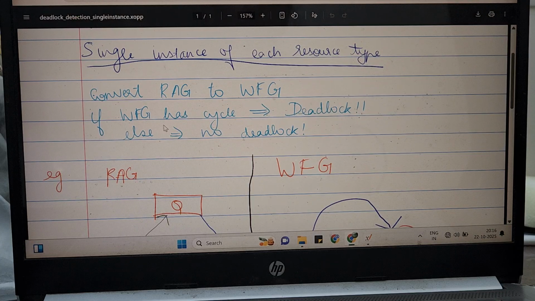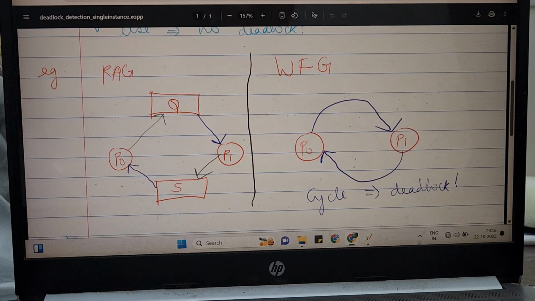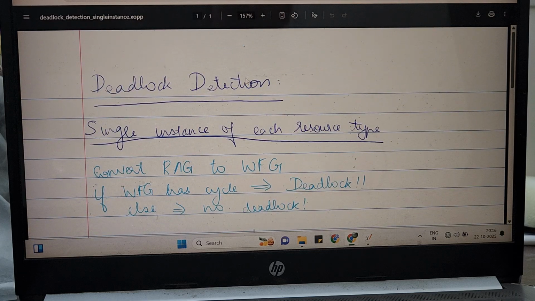Once that is done, what do we do? Simple. You check if the wait for graph has a cycle. If yes, deadlock. If not, no deadlock. So quick recap, there's nothing much to talk about here really. Your aim is to detect a deadlock, assuming there is this assurance that for every type of resource you have only one instance.